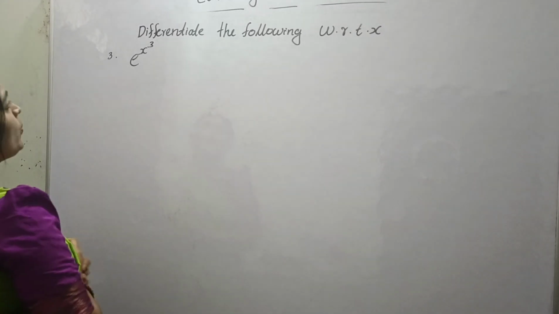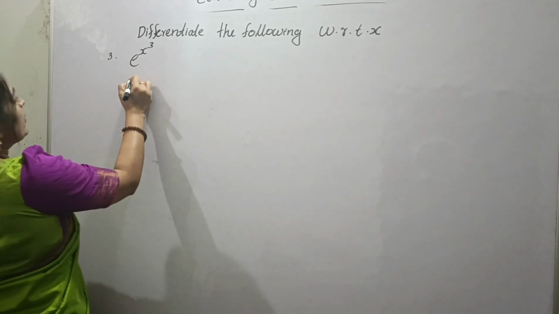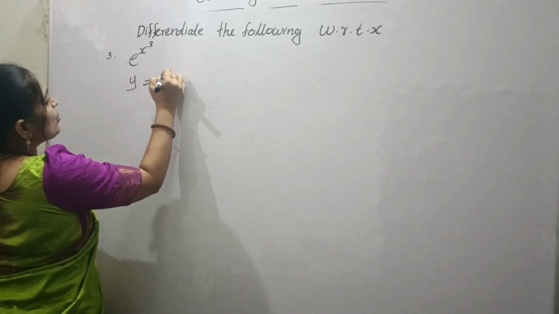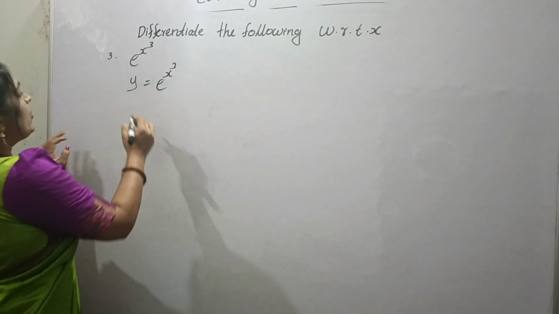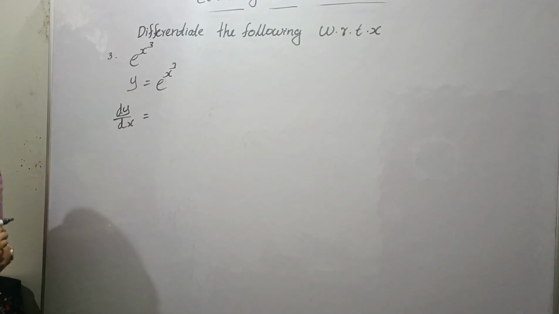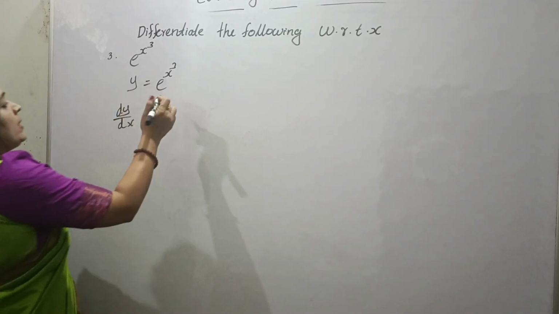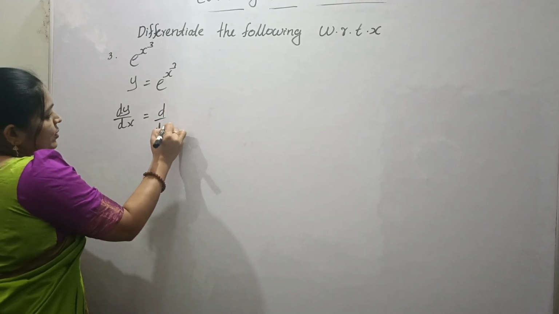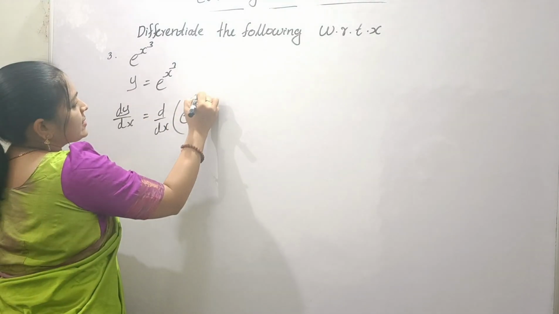Differentiate e raised to x cube with respect to x. Y is equal to e raised to x cube. Okay. So what is dy by dx? That is derivative of e raised to x cube with respect to x. Here d by dx of e raised to x cube.